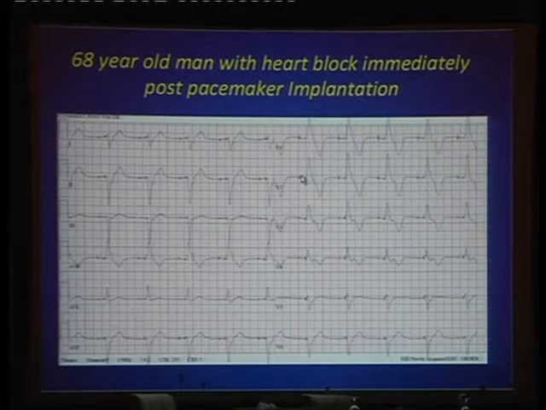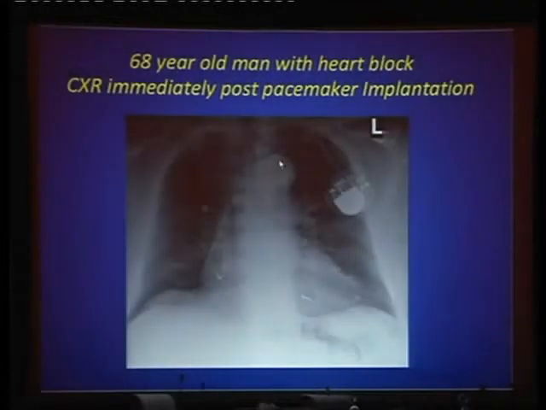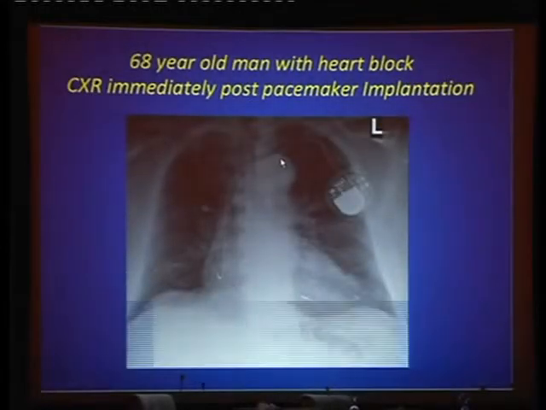Our fellow proudly put in his pacemaker, proudly came up and didn't look at the angulated views and didn't look at V1 while he was putting in the pacemaker. And here's the ECG after he put in his pacemaker. So he, not so proudly, shrunk back into the lab, went and did an x-ray on the patient.